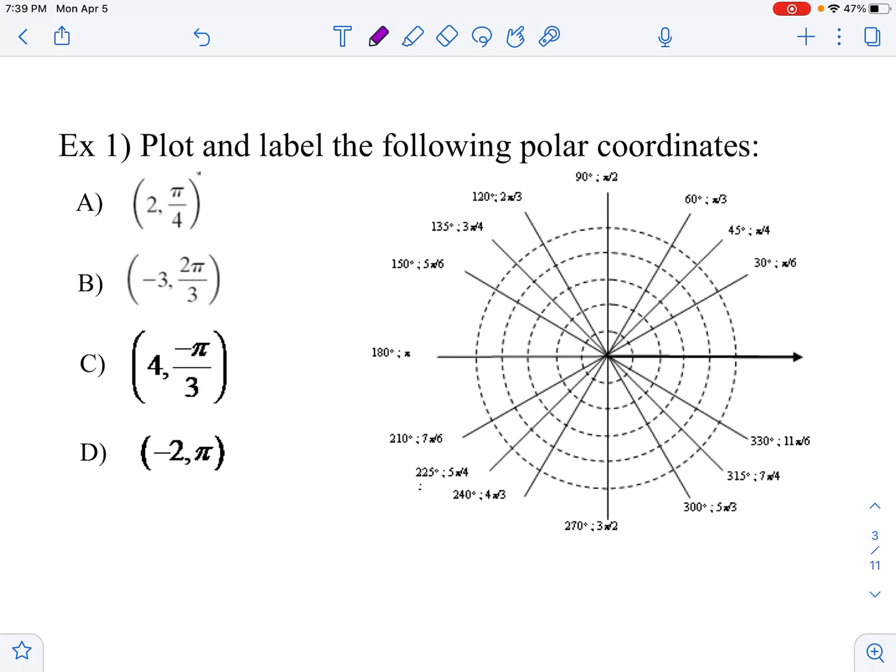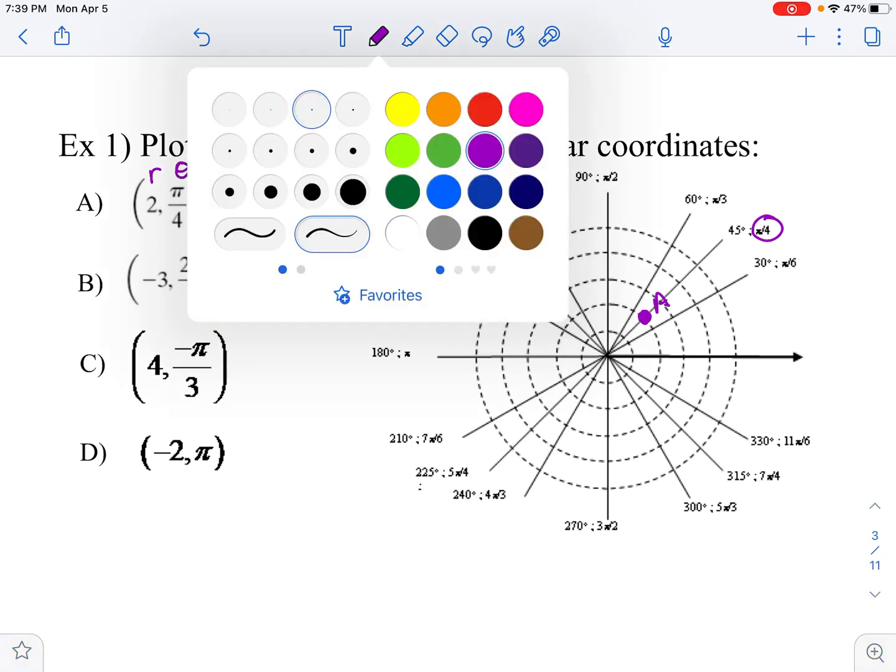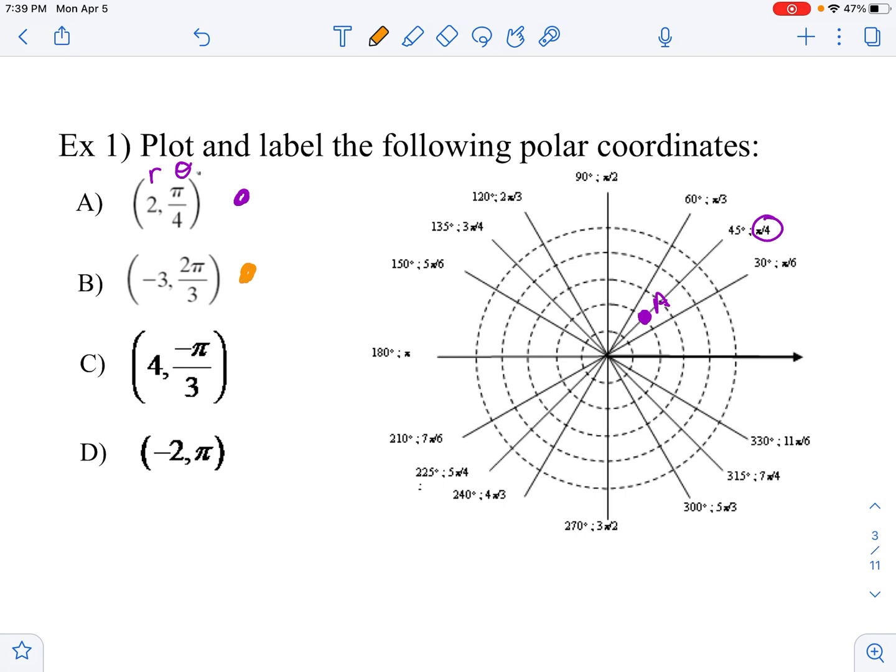All right, I'm going to start first by graphing this point in purple. So again, this is my r and this is my theta. It says go to pi over 4, which is right here. And since 2 is positive, it just tells us to go 2 circles out onto that ray. And that is the point right there. I'm going to call that point A, where I rotate to the angle of pi over 4 and go 2 circles out.